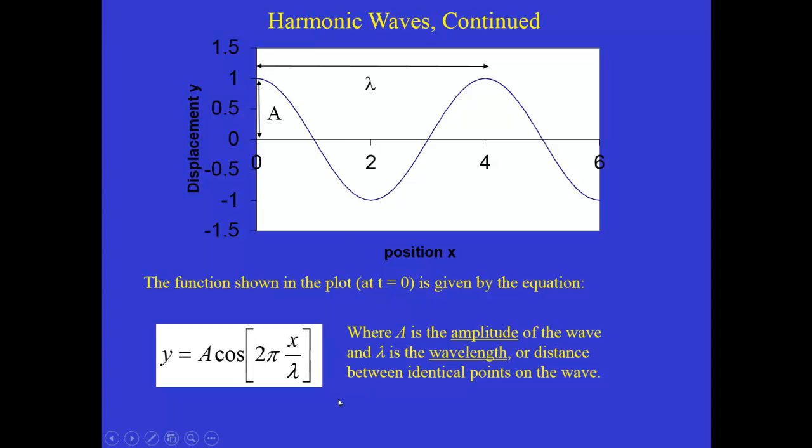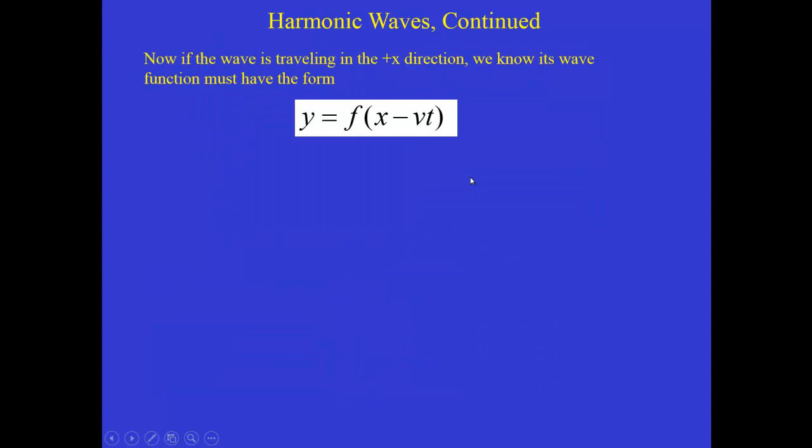Well, how's that going to change if we want to take the time dependence into account? We already talked about how the general form for a traveling wave has to have y equal to some function of x plus or minus the velocity times the time.